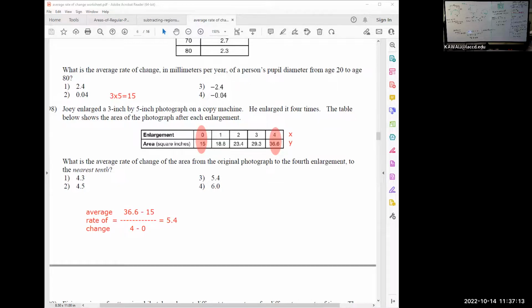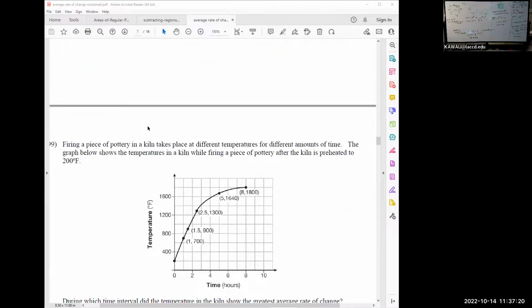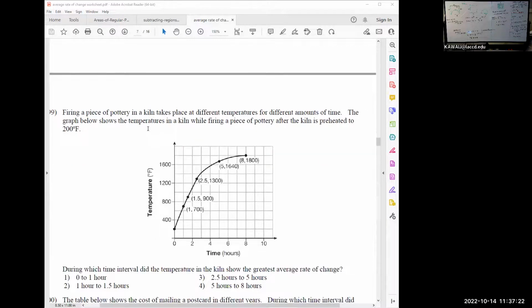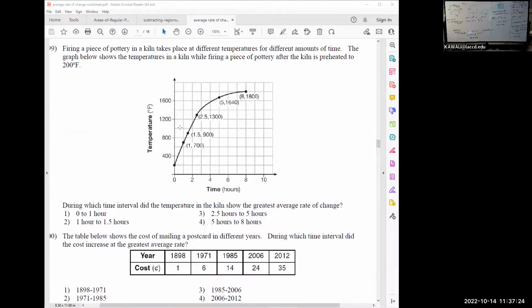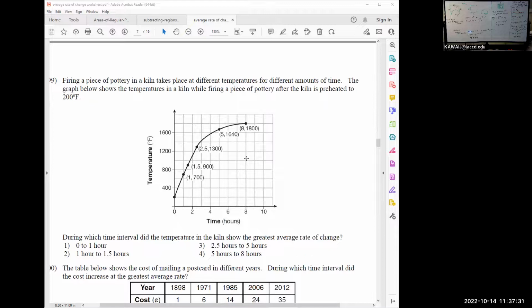Okay, so let's clear this one. Let's just do one more. Let's go back to a graph one. So go ahead, try this one right here with the graph.